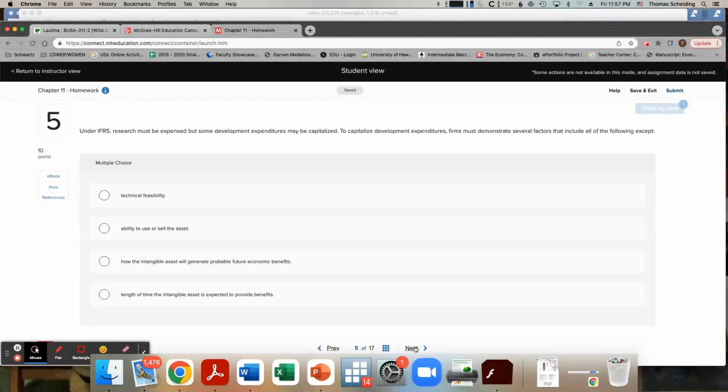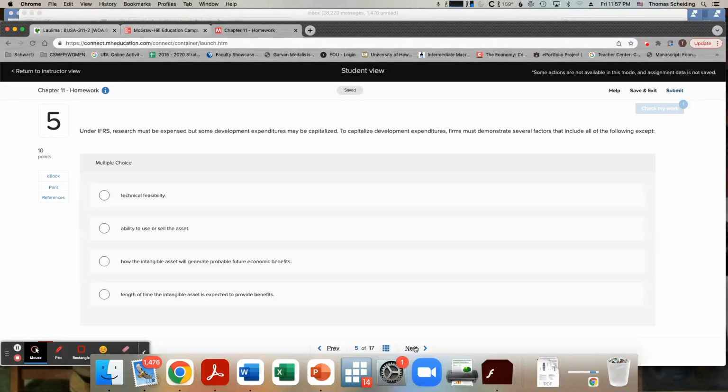How the intangible asset will generate probable future economic benefits. Yeah, that's actually just talking about, in some sense, our definition of intangible assets, right? Like, how is it that it's actually generating the value? That process, and then the expenses involved, and how it does generate the probable future economic benefits, that would all be part of development expenditures.